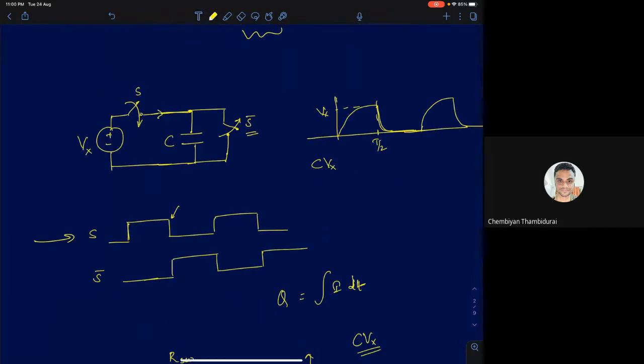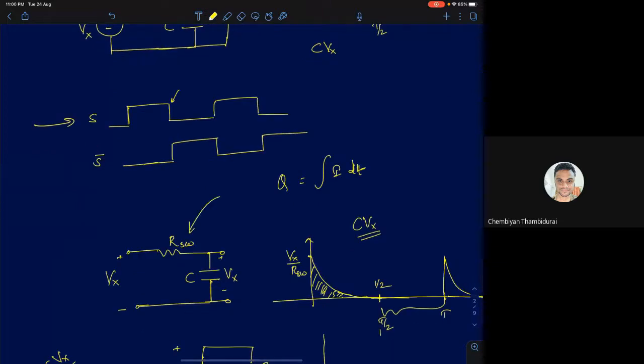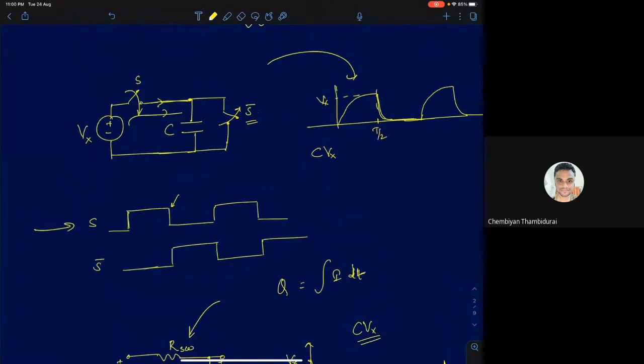During one cycle, when the switch is on, this capacitor will be charged to a voltage of Vx. I've shown the waveform here. If I assume the switch has a finite resistance, then the circuit will reduce to something like this. In the positive half cycle, your capacitor will be charged to a voltage Vx, and in the negative half cycle, this switch will turn on and it will discharge the capacitor.